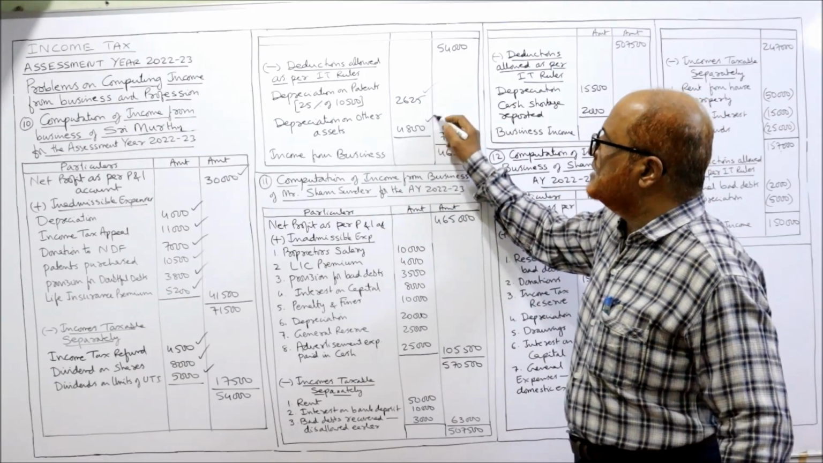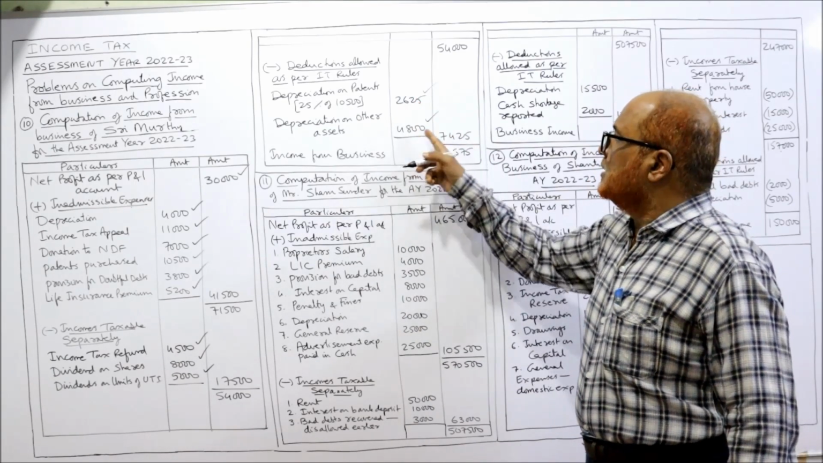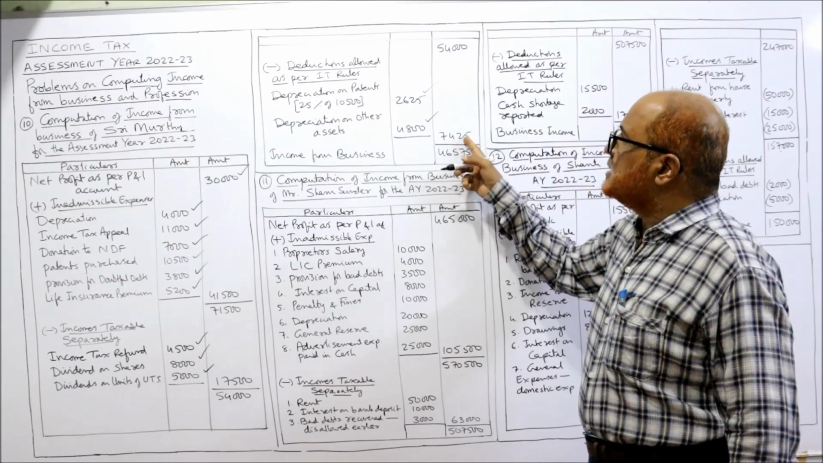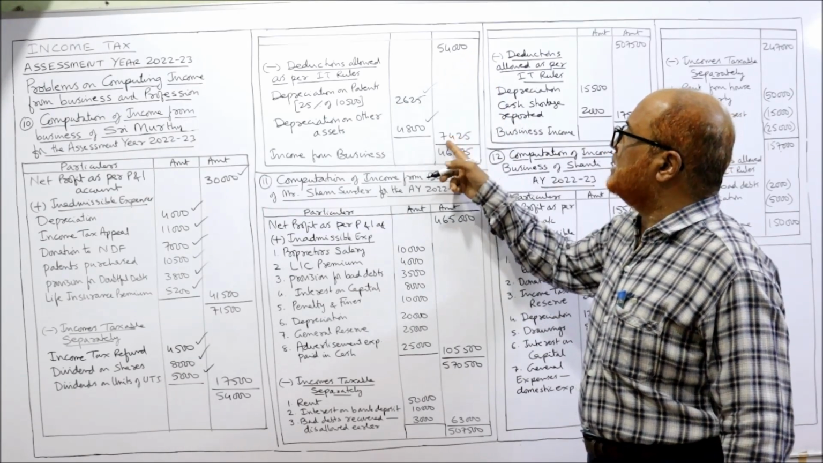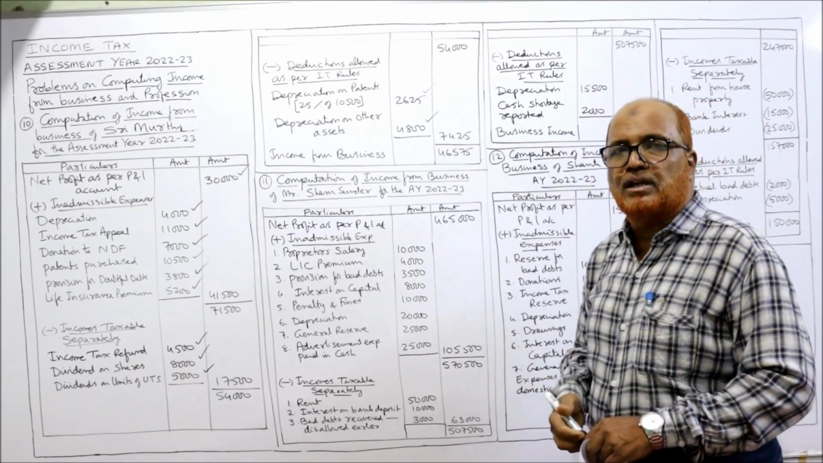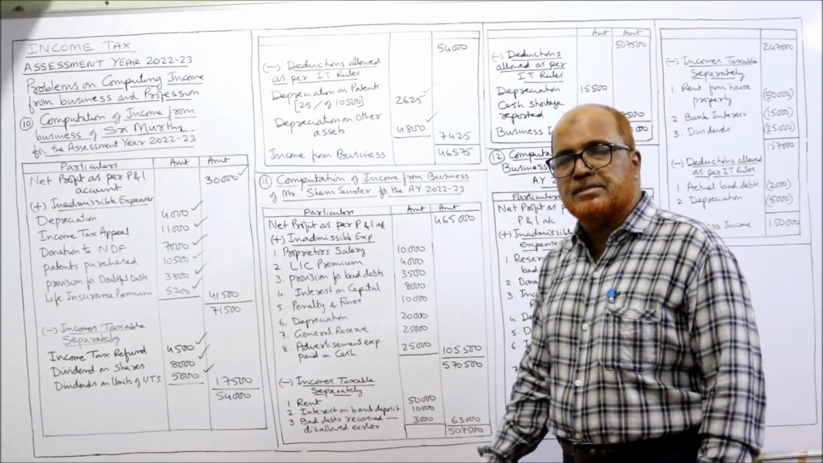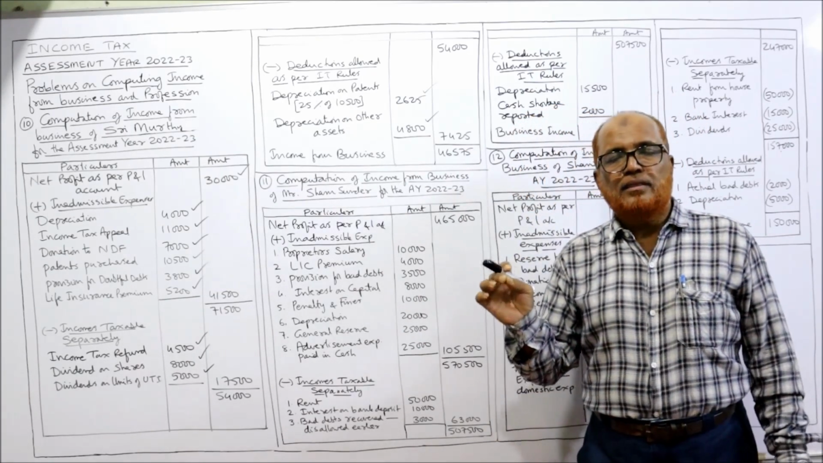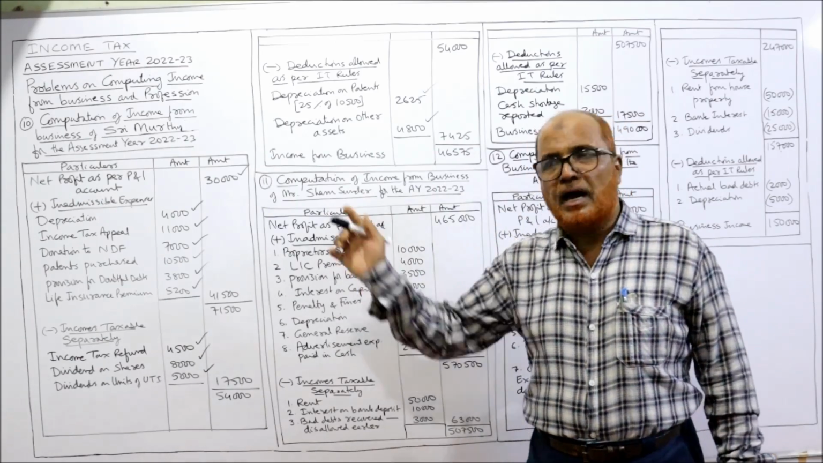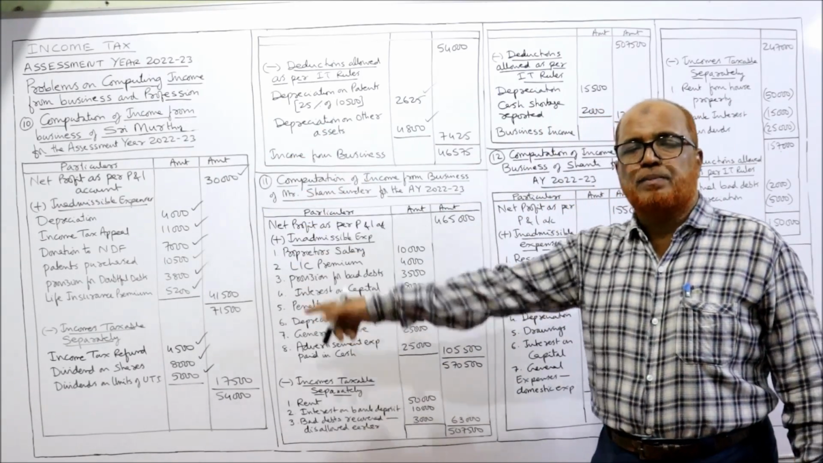This 4,800 is allowed. Now take the total, 7,425. Deduct 7,425: 54,000 minus 7,425, 46,575. This is the income from business. See here, the computational part I have displayed and explained.